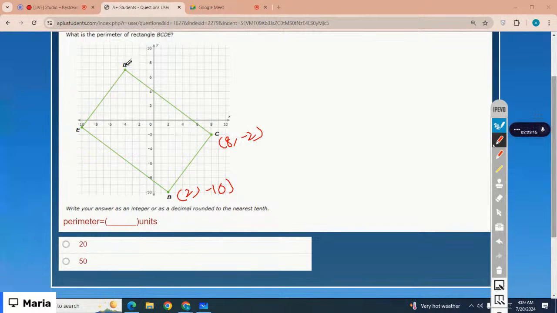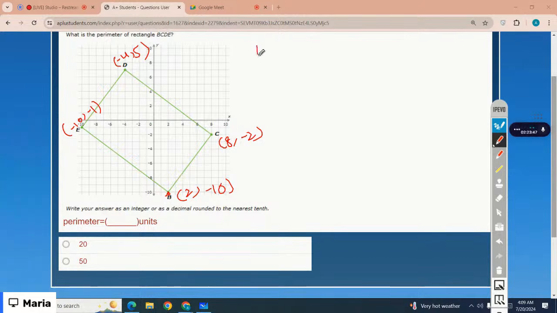D is x is negative 4, y is 5. E is negative 10 and negative 1, right? So because that is a rectangle, opposite sides are equal in measurement, right? So let's just use BC and the distance formula. I'm going to use the distance formula to calculate the side length of BC, right?